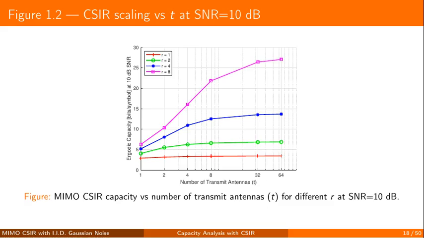The plot on this slide shows the same data in graphical form: CSIR capacity against the number of transmit antennas, one curve per value of receive antennas, all at the same signal-to-noise ratio. The curves rise sharply at first, then level off. That flattening is the key feature we'll now interpret.